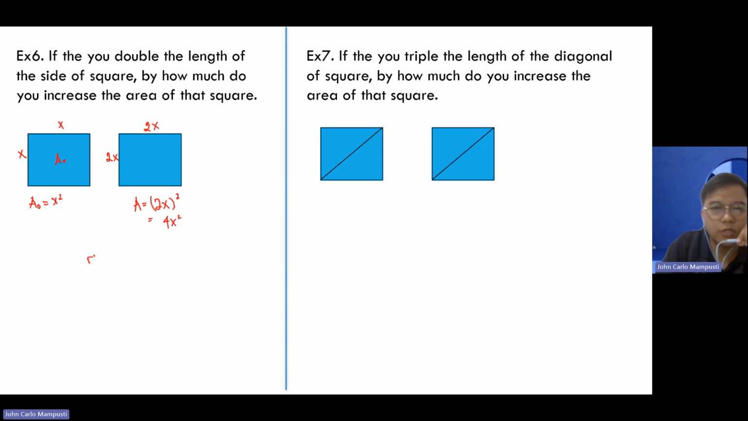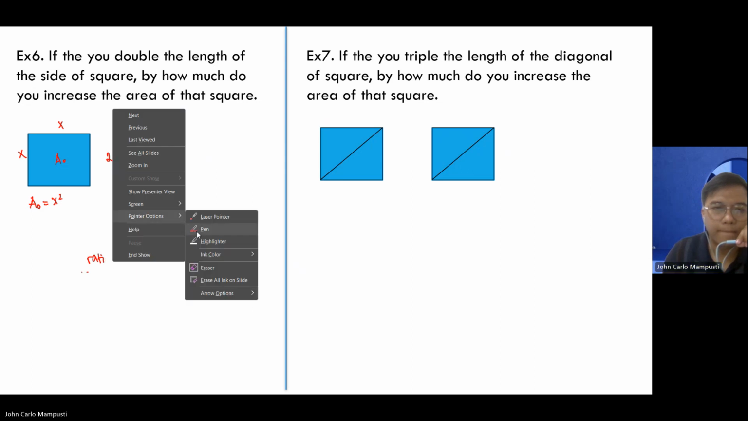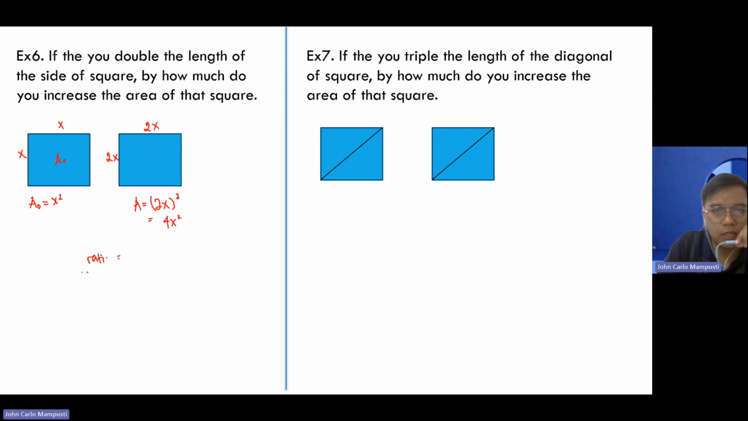So if you're going to get the ratio of what we increased versus the original length, this is 4x squared over x squared. So cancel. Therefore, this is equal to 4. This means that when we double the side of our square, its area will increase 4 times.